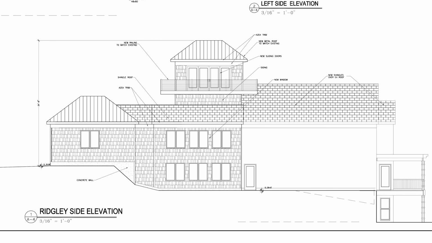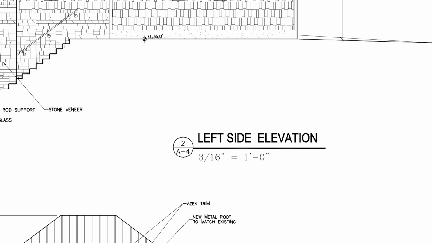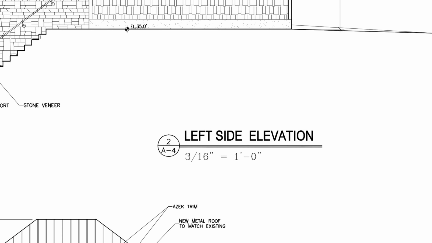Originally was the name of the street. So when we said Ridgely side elevation, that means looking from the street towards the house. On every drawing you have a scale. This one is 3/16 of an inch equals 1 foot. And the reason for a little bit smaller scale is because 1/4 of an inch would not fit. But we wanted to have it as large as possible so it's easy to read.